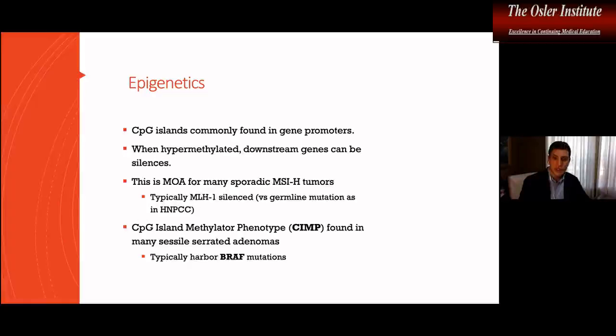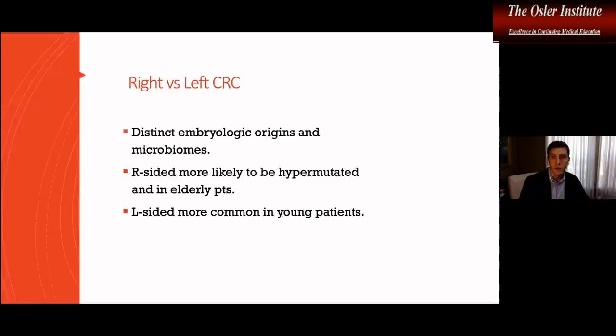So the CpG island methylator phenotype, or CIMP, is found in many sessile serrated adenomas as well. And these will typically harbor BRAF mutations as well. So right versus left colorectal cancer, there's typically distinct embryologic origins and microbiomes. Right-sided is more likely to be hypermutated and in elderly patients. Left-sided is more common in young patients.